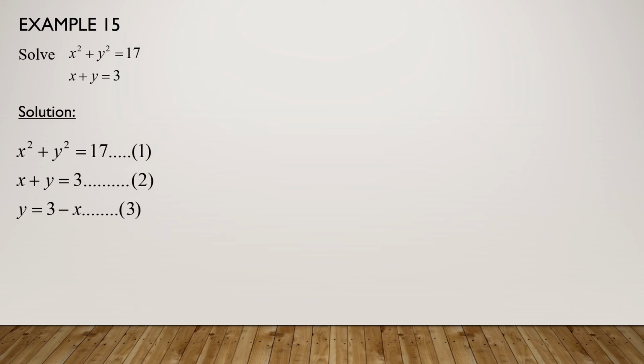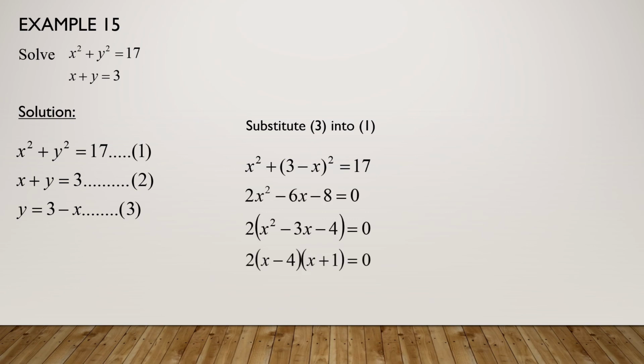Now we move on to example 15. It asks us to solve these two equations. And first, we name the first and the second equation, and we get the third equation from the second equation when we move x to the other side. And then we substitute the third equation into the first equation to get something like this. And you already solved the equation where x equals to 4 and x equals to 1. So when x equals to 4, y equals to negative 1. And when x equals to negative 1, y equals to 4.